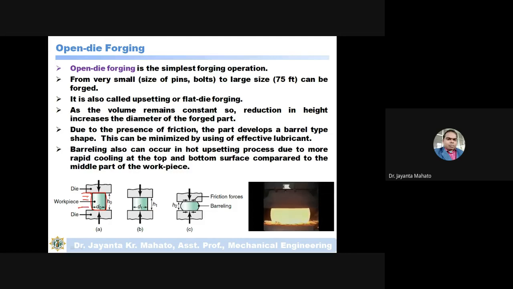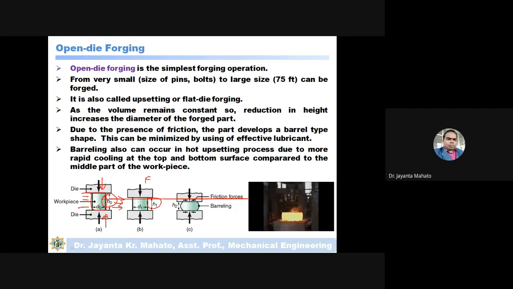After applying a compressive force, what will happen? You are applying a compressive force on this material, on this workpiece. So what will happen to the height? The initial height was h naught. Then after applying a compressive force F, the height will reduce from h naught to h1. And due to the constancy of volume, the volume of the material remains constant after the deformation.